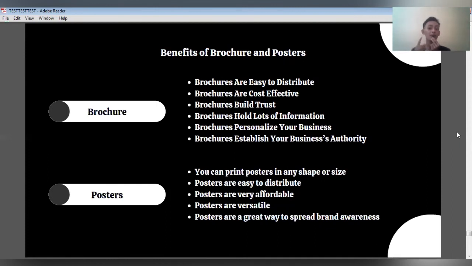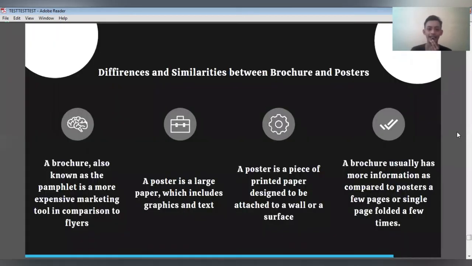Posters: you can print a poster in any shape or size. Posters are easy to distribute, very affordable, versatile, and a great way to spread brand awareness. These are the differences and similarities between brochure and poster. A brochure, also known as a pamphlet, is a more expensive marketing tool in comparison to something like a poster. A poster is a large paper with graphics and text. A poster is a piece of printed paper designed to be attached to a wall or a surface. A brochure usually has more information compared to a poster, a few pages or a single page full of text.